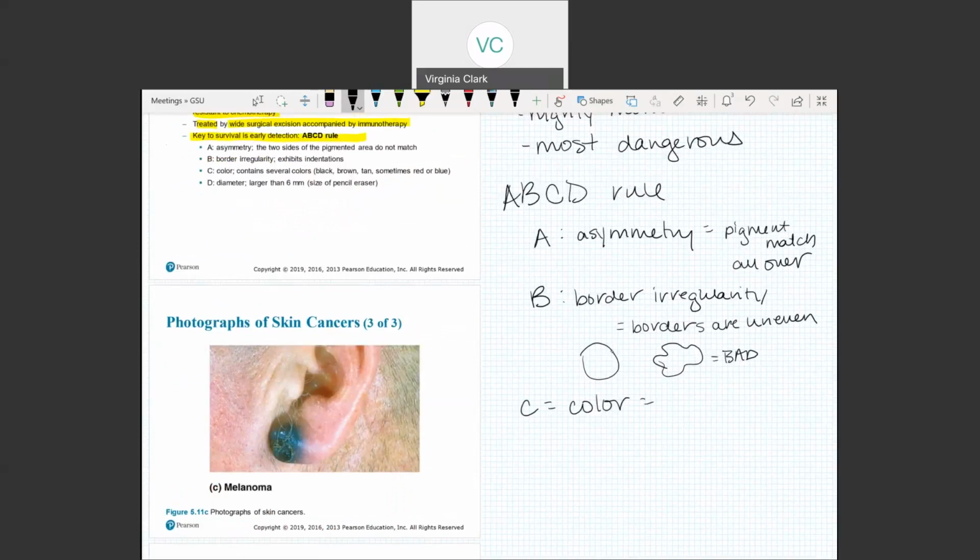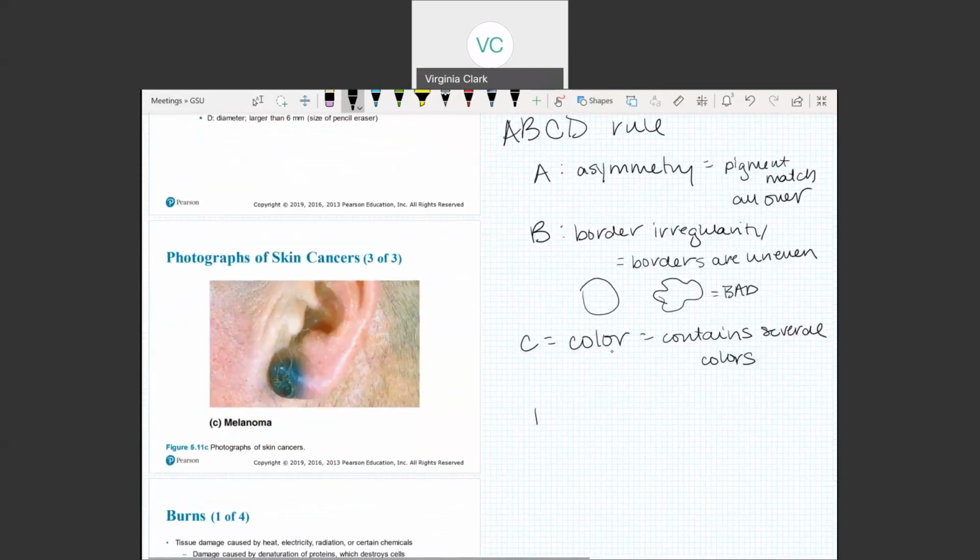C is going to stand for color. If it contains a lot of different colors, or it contains several colors, that is not a good sign. Having it be one consistent shade is much better. Still needs to be excised, but it's a good rule of thumb.